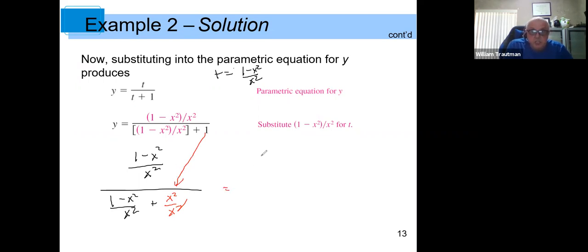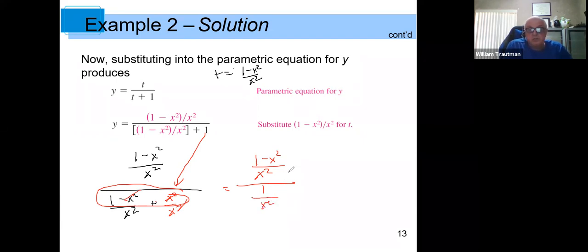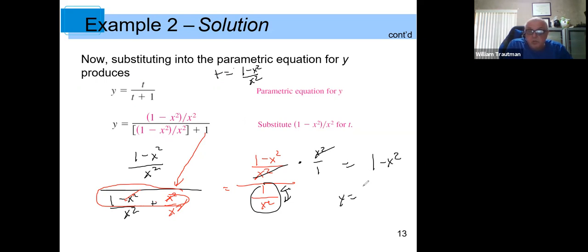So this becomes 1 minus x squared over x squared. Then the top is 1 minus x squared plus x squared. Those two turn to 0, and we're left with 1 over x squared. When you divide by 1 over x squared, you're actually multiplying by x squared over 1. You take the reciprocal of the second fraction. These cancel out, and you're left with 1 minus x squared. So that's what y equals. y equals 1 minus x squared.